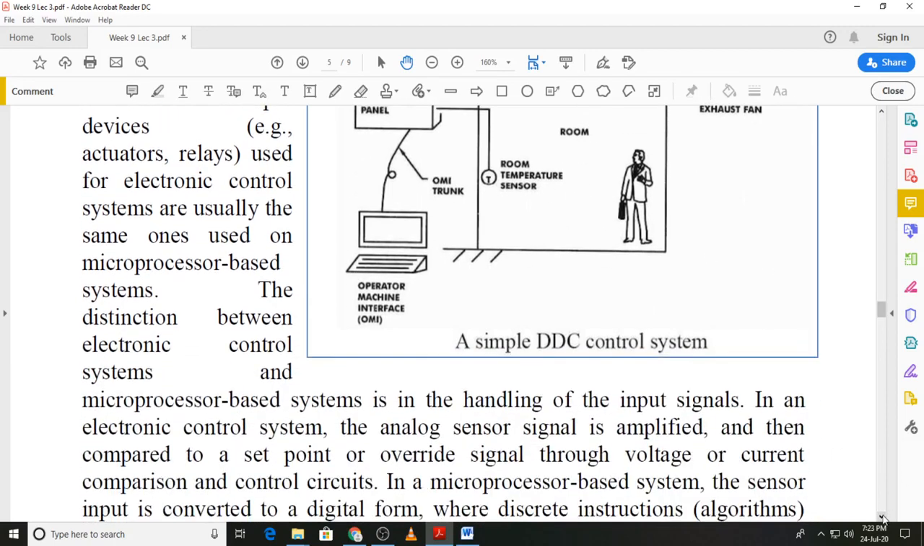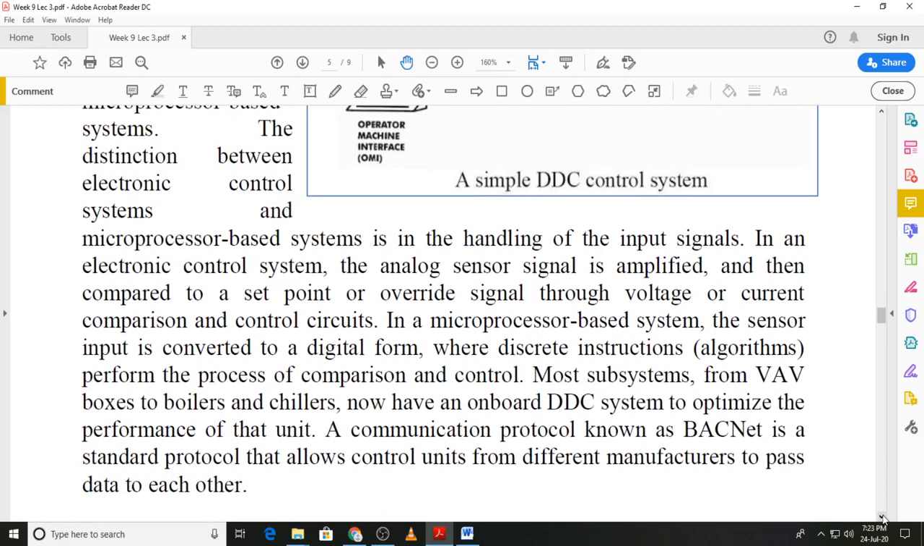The principal difference between the DDC system and an electronic system is in the handling of the input signals. In electronic control systems, the analog sensor signal is amplified and then compared with the set point, and then we operate the desired component. Whereas in a microprocessor based system, the sensor input is converted to a digital form, and then we have discrete intelligent instructions in the form of algorithms which process the data and generate the desired output.